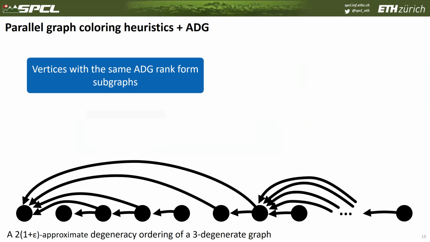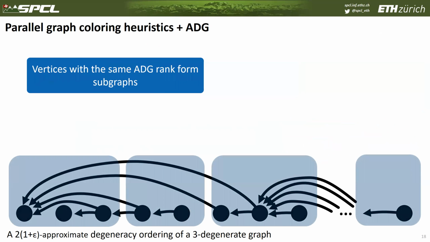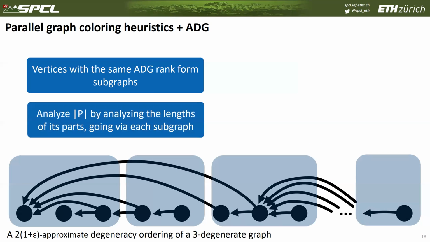So this ADG is really a partial order. So this means that they will also form some subgraphs. Now, on the other hand, as we are analyzing the longest path in the whole graph, this is a DAG that we are considering. We can analyze this length by analyzing the lengths of the paths that are parts of this longest path P and belong to different subgraphs. And then we can try to get these lengths of these parts for each of these subgraphs and sum them to get the final length.